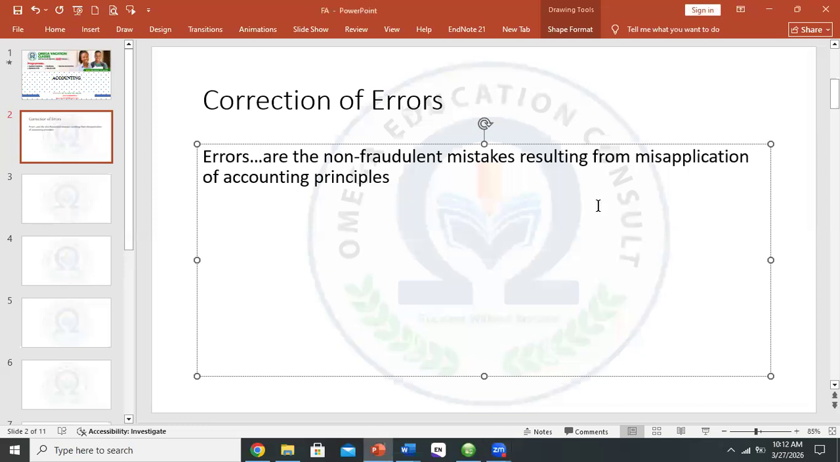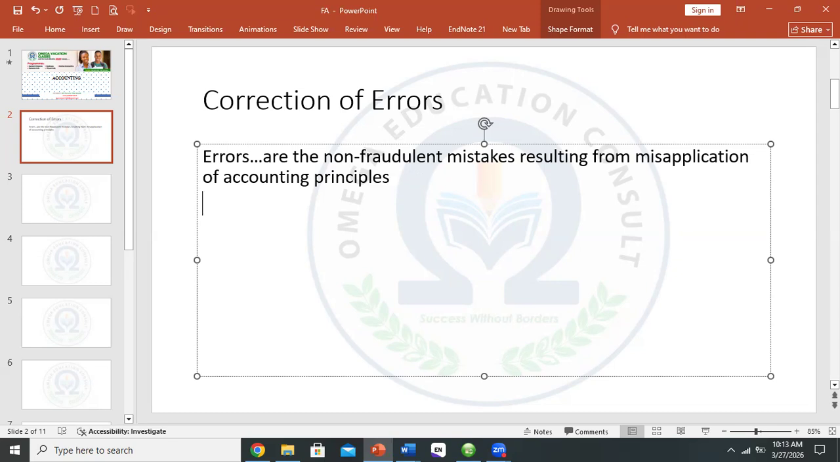So I was making the point that if you are defining accounting errors, you should qualify the mistakes as non-fraudulent. So errors in accounting are non-fraudulent mistakes that occur in the preparation of accounts and financial statements. You can put it like that. Or they are non-fraudulent mistakes resulting from misapplication of accounting principles, which is accepted, okay?